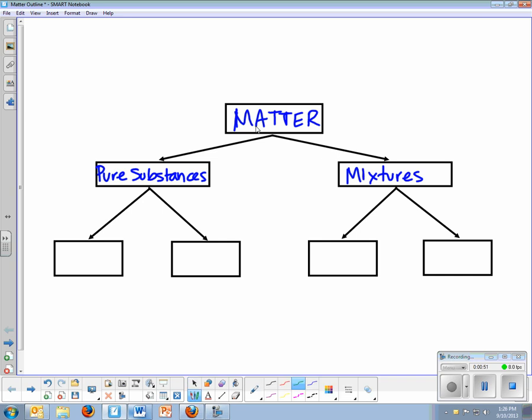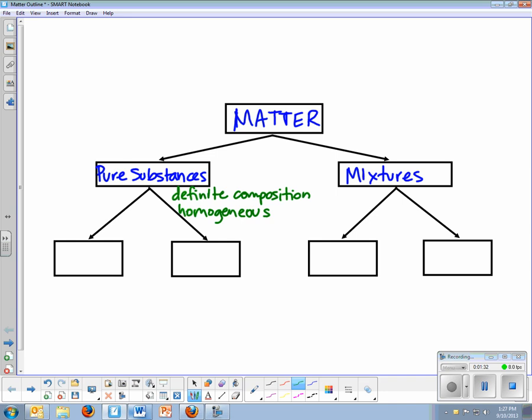Pure substances are things that have a definite composition. That means the composition is always the same. Something like water is a pure substance. Water is always made up of 2 hydrogens and 1 oxygen, H2O. They are also what we call homogeneous, which means they look the same throughout. So if you have a solution, you pour it into 2 different beakers, it's going to look the same in both beakers, homogeneous.